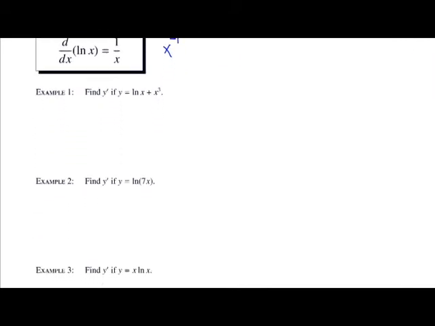Find y prime if y is equal to the natural log of x plus x cubed. So y prime is equal to the derivative of the natural log function, which is 1 over x, plus the derivative of x cubed, which is 3x squared.